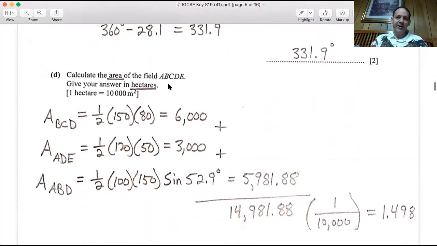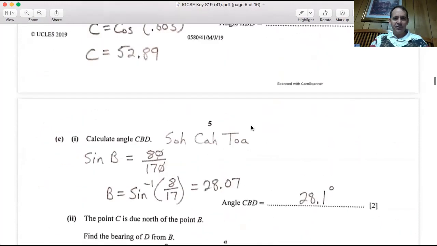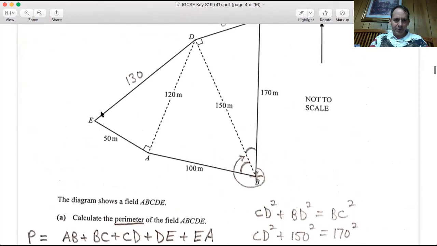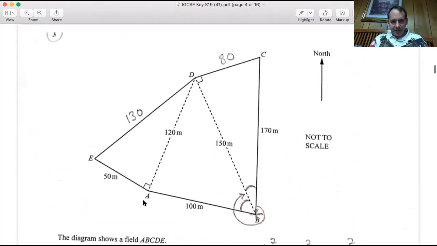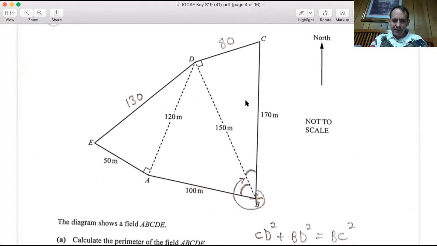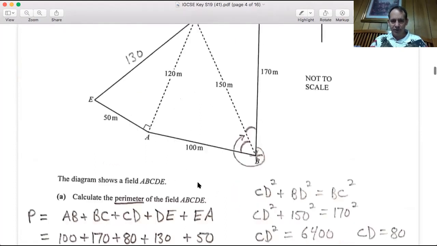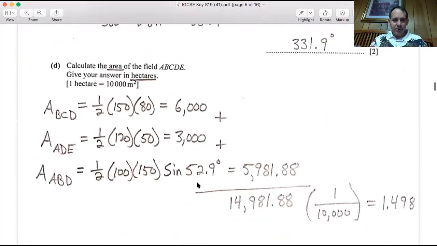Then calculate the area of this entire field. Notice we've got three triangles here: ADE, ABD, and BCD. Two of them are right triangles, so we can just use half base times height. We could use half base times height with this middle triangle, but it would be kind of difficult to find how the base and height work with this odd shaped triangle. So we're going to use a trigonometric formula for that one.